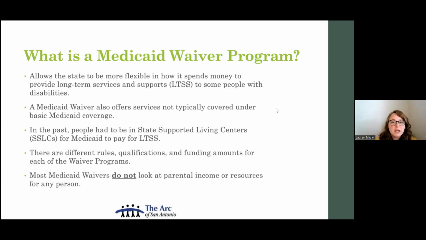All right, so what is a Medicaid waiver program? It's essentially something that allows the state of Texas to be flexible in how it spends money in providing long-term services and supports to people with disabilities. It offers services that traditional Medicaid doesn't cover. In the past, people had to live in a state-supported living center in order for Medicaid to pay for these long-term services and supports. There are different rules, qualifications, funding amounts, and parameters around each of the waiver programs, and we're going to break those down in a little bit. But as a general rule of thumb, most of them do not look at parental income or resources for any person besides the person you're placing on those waiver lists.